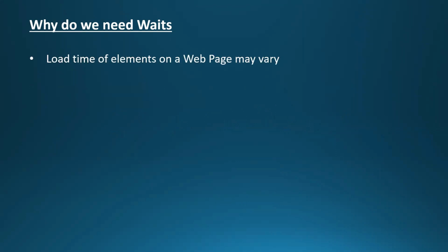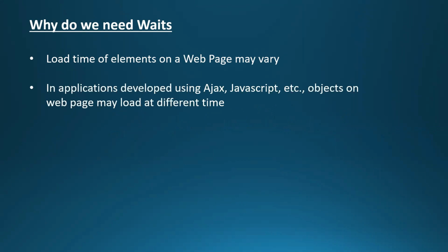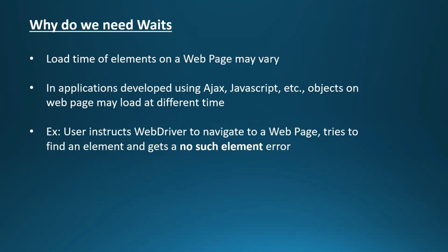The load time of elements on a web page may vary. In applications developed using Ajax and JavaScript, objects on the web page may load at different times. For example, the user instructs WebDriver to navigate to a web page, tries to find an element and gets a no such element error. This is because not all the elements on the web page load at the same time. So in such cases, we should be using Selenium Waits.